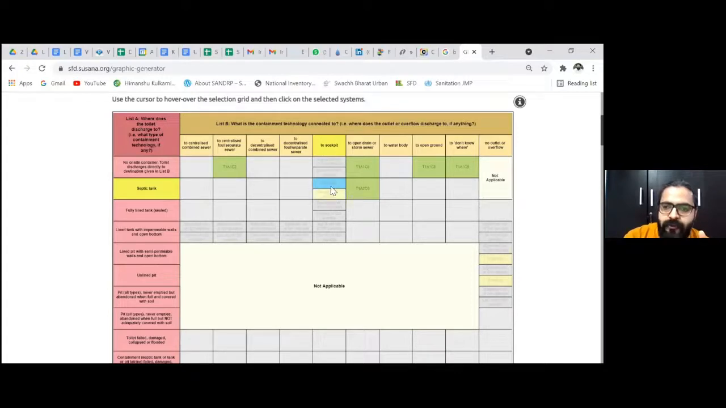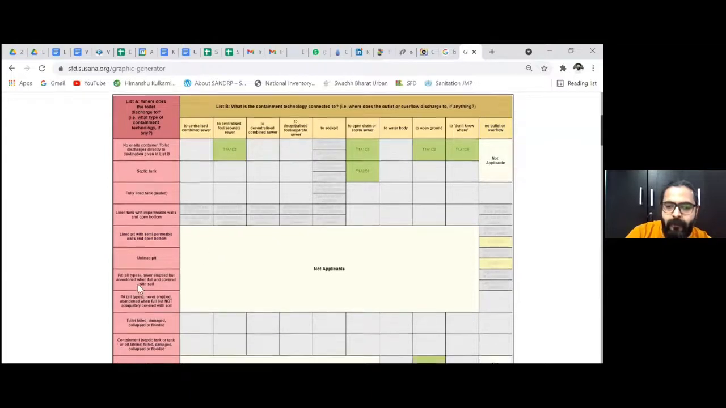You can see there are two systems. Why two systems? Because there is a possibility of a high groundwater table area and a possibility of a low groundwater table. Similarly, if I want to choose, let's say, a pit, I can choose a pit in a high groundwater table area or a low groundwater table area.